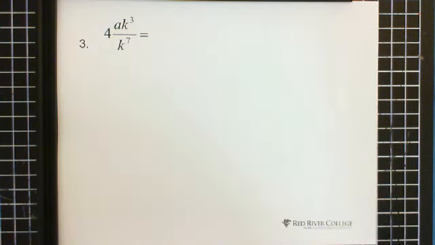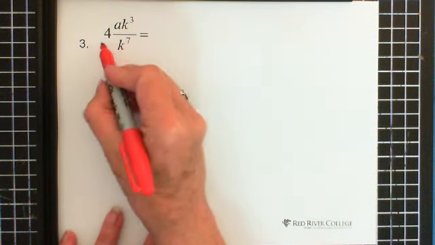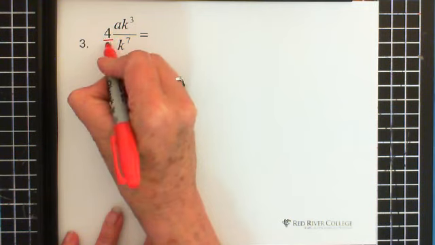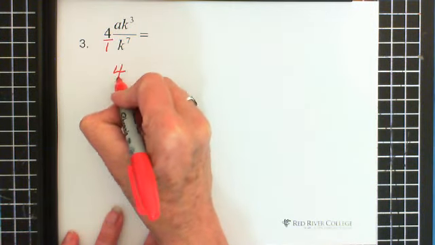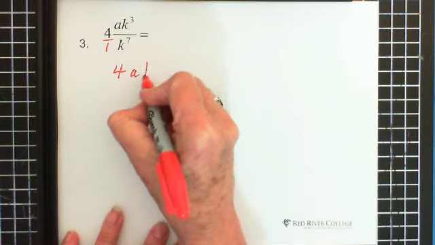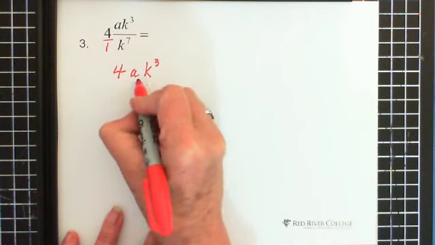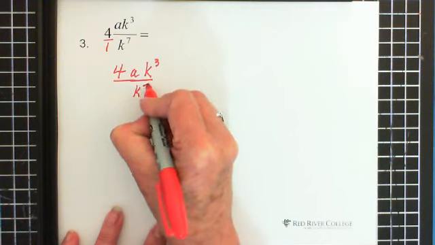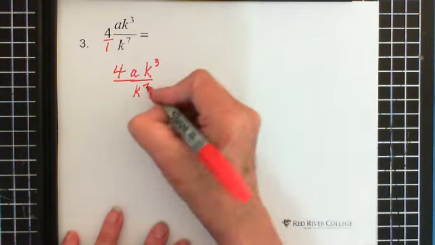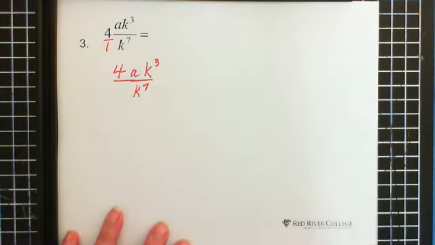Now, this last question, we have division. So just a reminder that this 4 is essentially over 1. So we can write this as 4a k cubed over k to the 7.